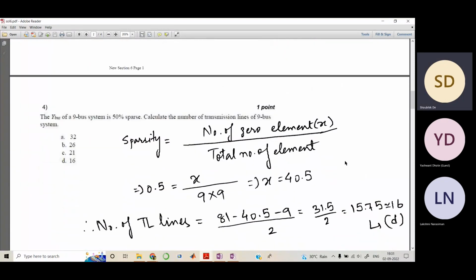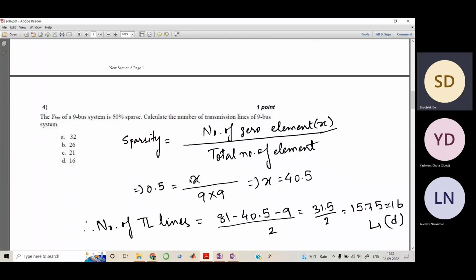Okay, so the next problem, number 4, is also a pretty interesting problem. It is mentioned that the Y bus of a 9 bus system is 50% sparse. Now calculate the number of transmission lines of the 9 bus system. Sparsity of a matrix basically means that some of the cells of the matrix are 0. By the formula, sparsity means the number of 0 elements of the matrix divided by the total number of elements.